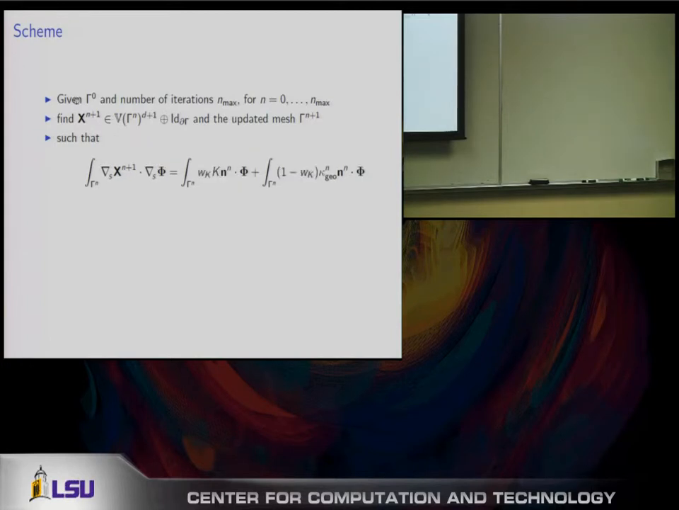If you want preferred curvature, this is how the scheme looks like. So again, you're solving an elliptic problem. We don't change what we're solving for. We're just changing the right-hand side here. We added one more term.